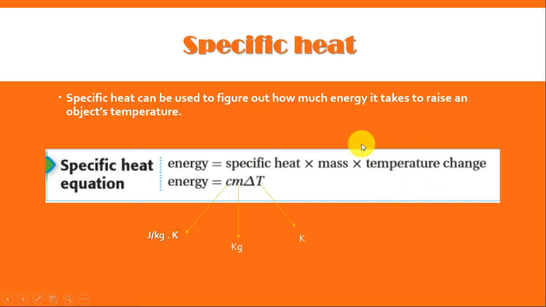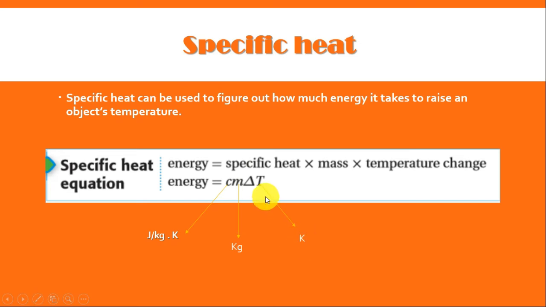I want to change the temperature of it from what to what? From 10 to 20, from 0 to 15, and so on. We will see. Now the unit for specific heat capacity is what? Joules per kilogram times Kelvin. You have to memorize the unit. Joules per kilogram times Kelvin. The unit of mass is what? Kilogram. The unit for temperature in this formula is Kelvin.